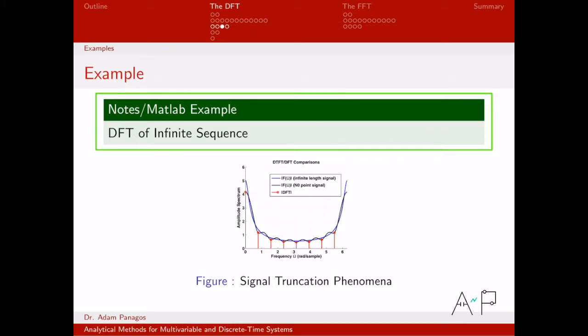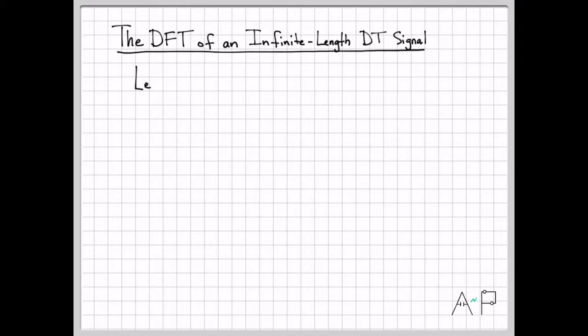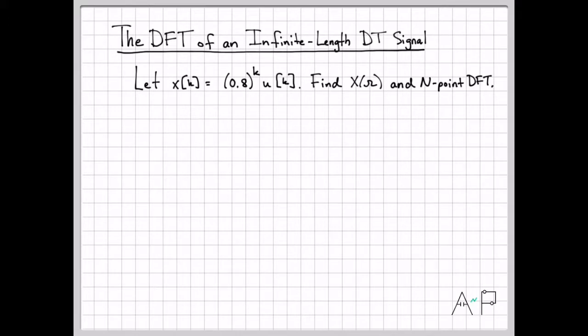We're going to start off again by doing some pen and paper analysis, and then we'll wrap up the problem in MATLAB as we did in the previous examples. So let's work on the DFT of an infinite length discrete-time signal. The particular signal I've chosen here is x of k equals 0.8 to the k u of k. So the unit step turns the signal on at time zero, and then we have this decaying 0.8 to the k as time k gets big.